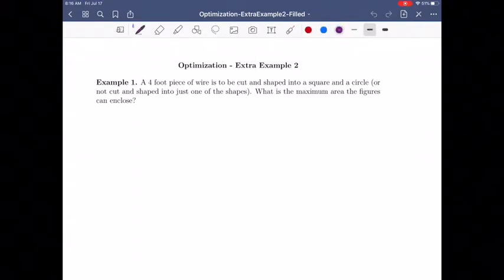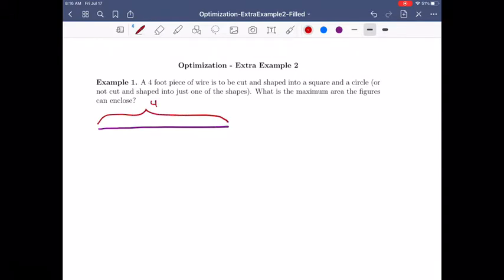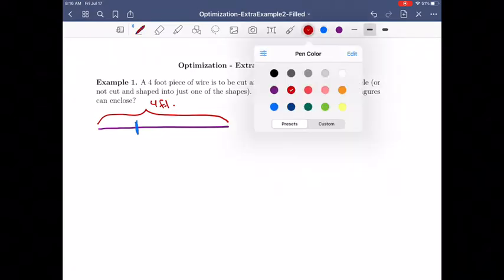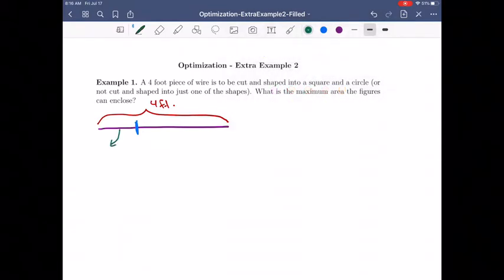So to see a little picture of this, let's imagine that this is our wire. Okay, so it is 4 feet long. And then we're going to cut it at some point. So let's say we cut here. And we're going to make one side, let's say this one, into a square, and then the other side into a circle.